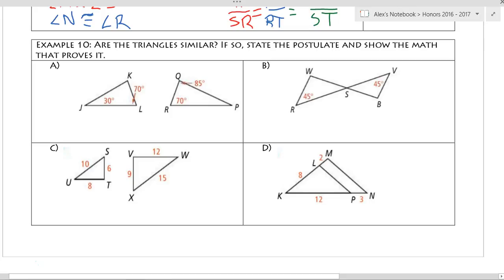Right? So remember, our 3 postulates is they have to have 2 angles that are congruent. Right? That's angle, angle. They can use side, angle, side. They have 1 congruent angle, and the sides surrounding that are proportional. That's like what we were doing up here, where their ratios are equal. Okay? Or we have side, side, side. And again, that's like up here, where all 3 sides have that proportion.